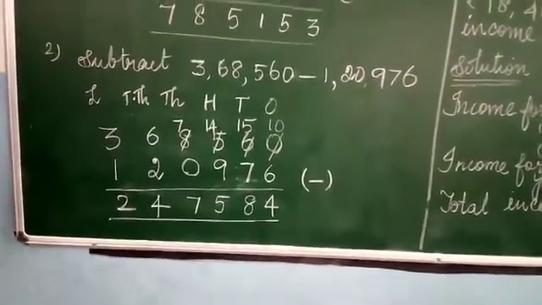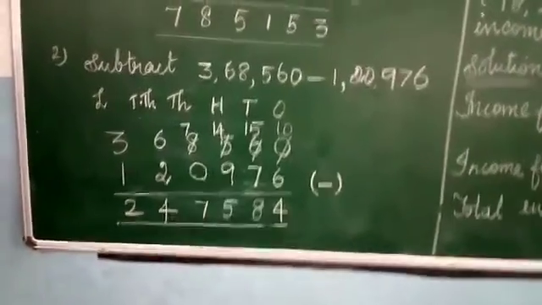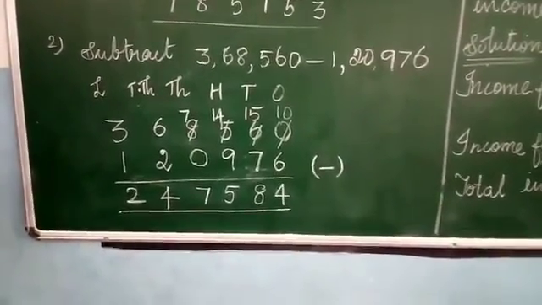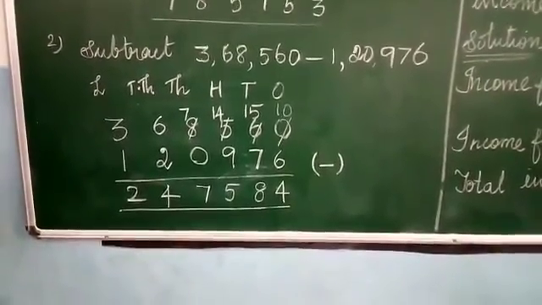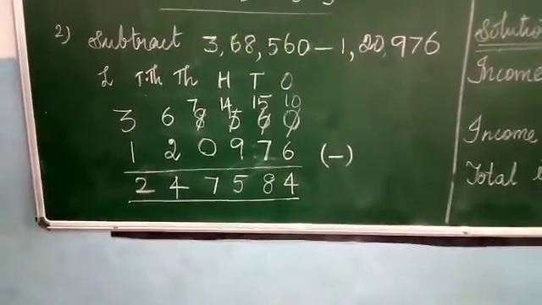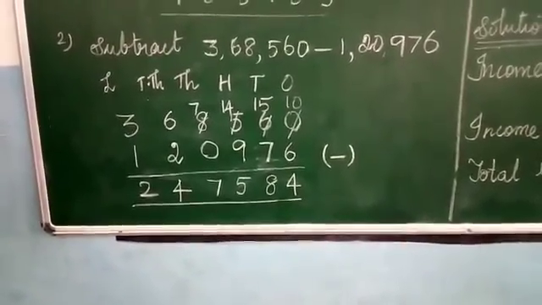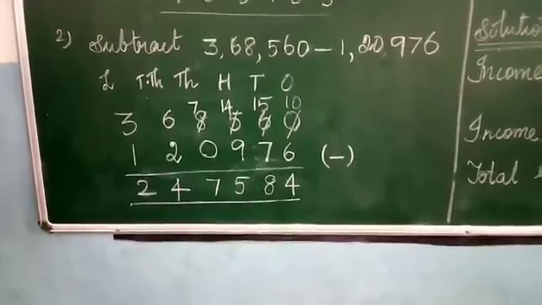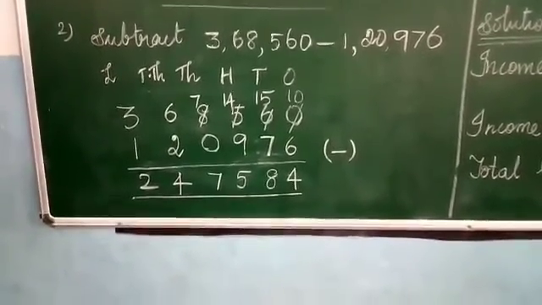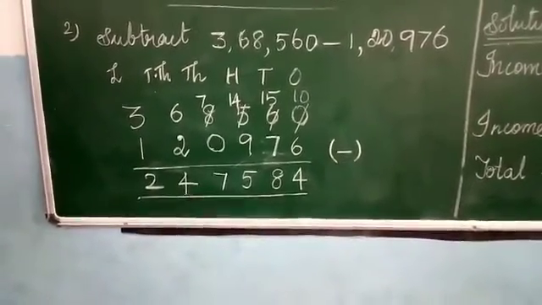So when we borrow, what do we have? In the ones place, the 0 will become 10, and the 6 in the tens place will become 5. So 10 minus 6 is 4, and in the tens place we have 5 minus 7. Again, can we subtract? No, we cannot. So again you borrow from the hundreds place. So this 5 becomes 15. Now 15 minus 7 is what? 8. Then in the hundreds place, 5 becomes 4.